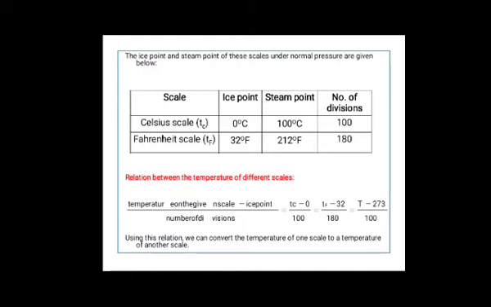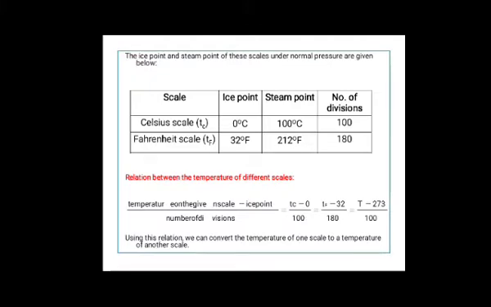So one more is there, that is Kelvin scale. Its ice point is 273 and then steam point is 373. So the difference between both, again, is 100. So number of divisions even in Kelvin scale is 100.